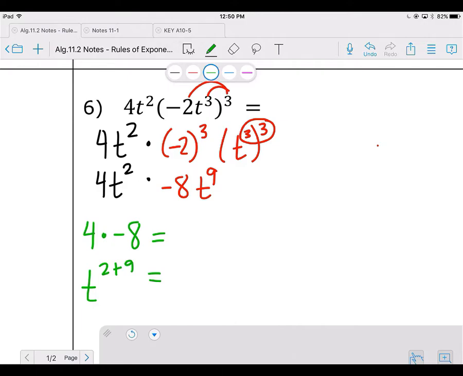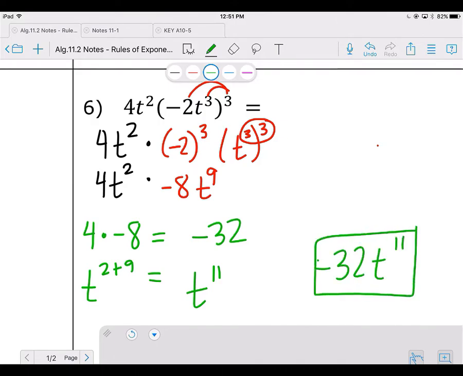So negative 8 times 4 is negative 32. T to the 2 plus 9 is 11. So negative 32 t to the 11.